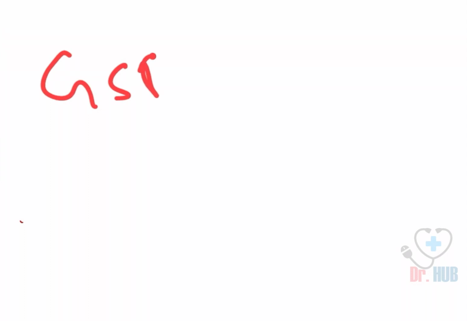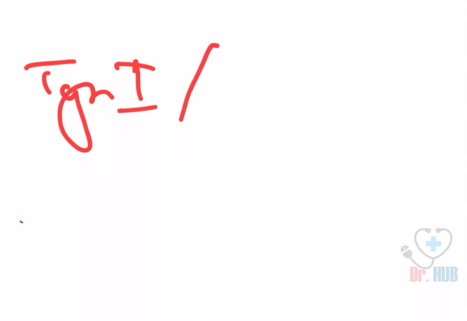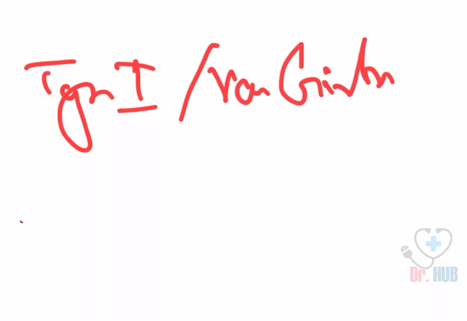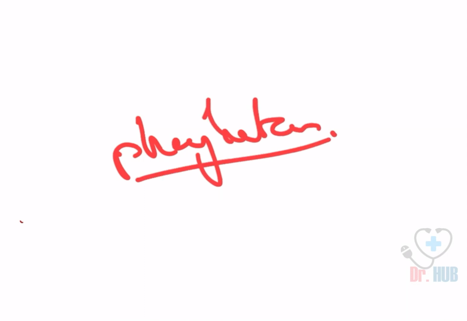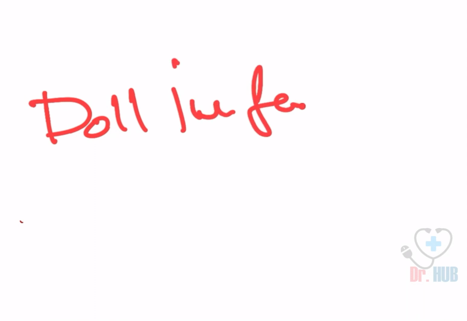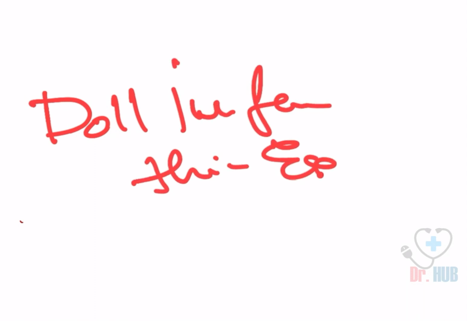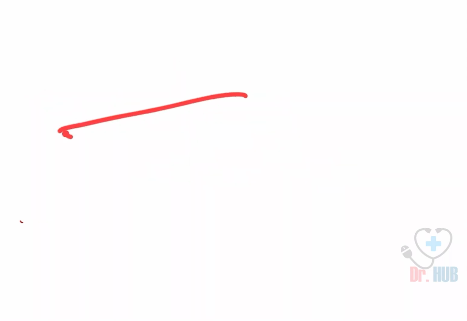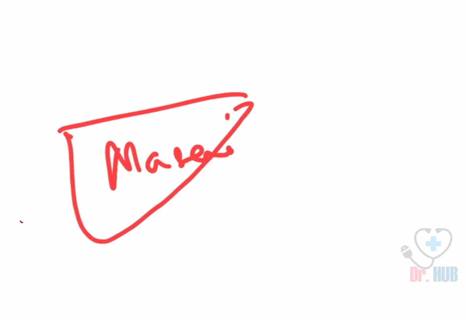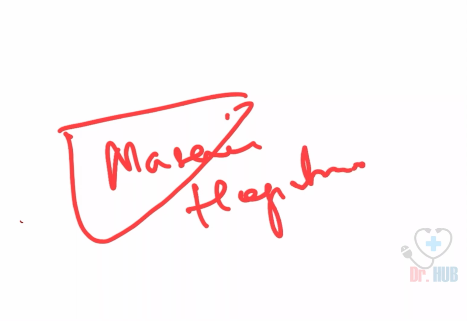We are looking at the GSD, that is the glycogen storage disorders. So type 1 includes the von Gierke's disease. So this is the enzyme defect of the G6P, that is glucose 6 phosphatase. Then looking at the clinical features, it has the doll-like facies, that is thin extremities, and there is a massive hepatomegaly.